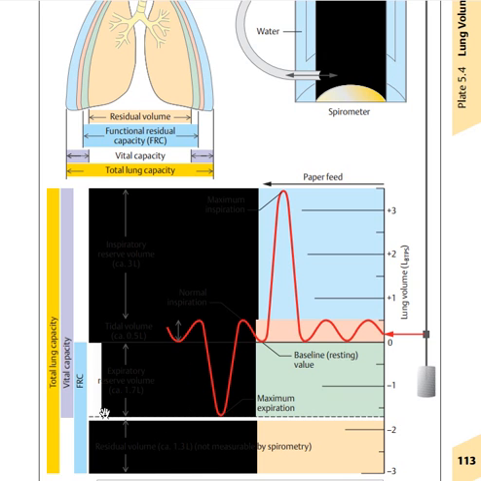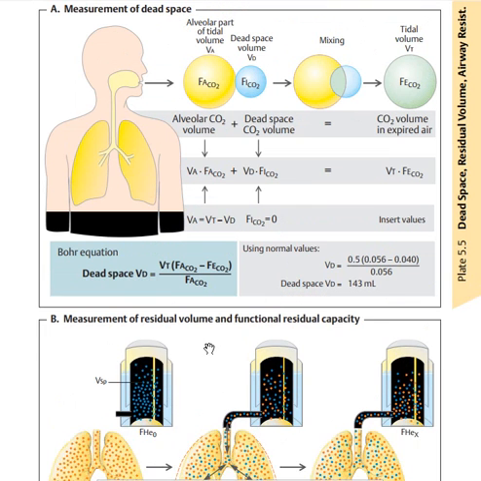So now let's give the total definition. The functional residual capacity is the volume of air left inside the lungs after a normal expiration. The volume of air left inside the lungs after a normal expiration is usually 3 liters. So now let's see the next point.